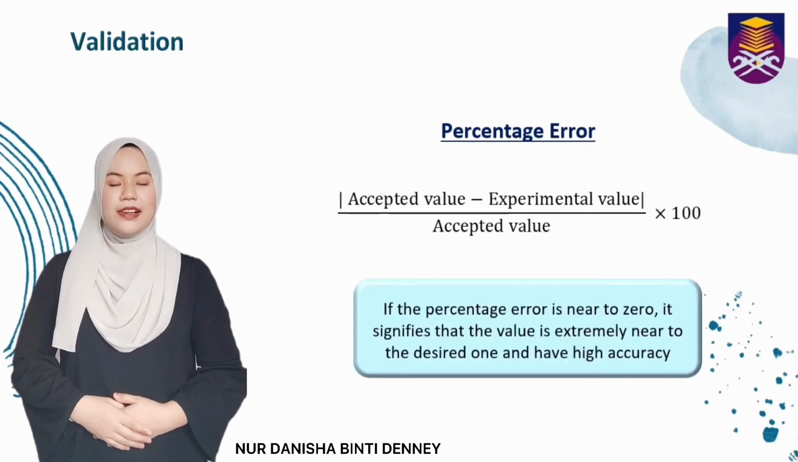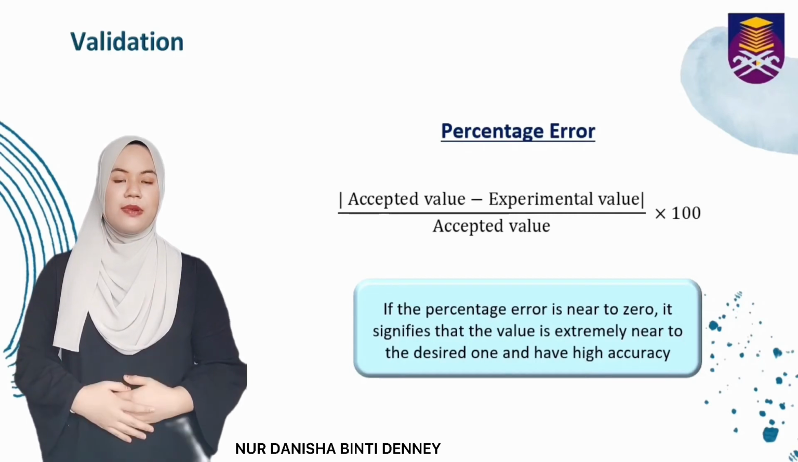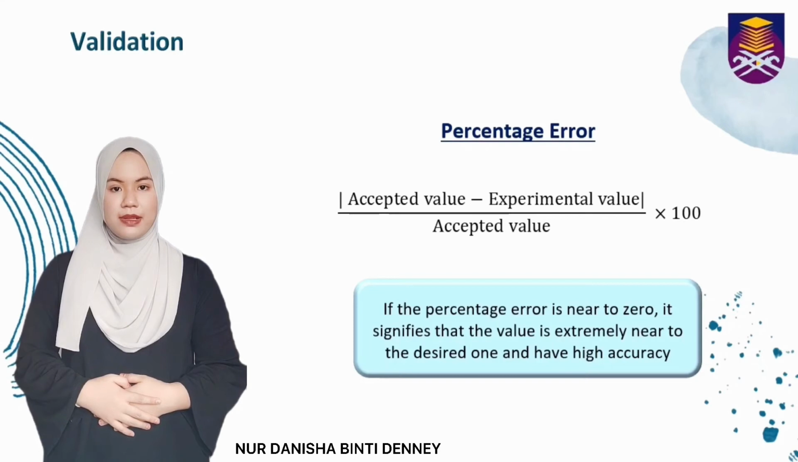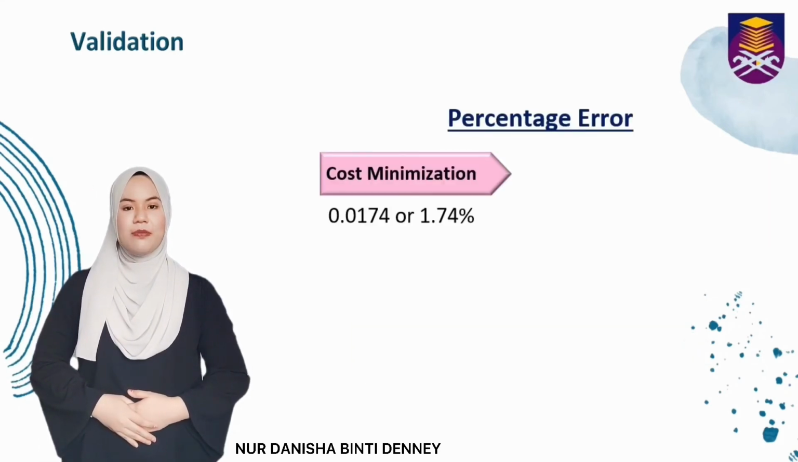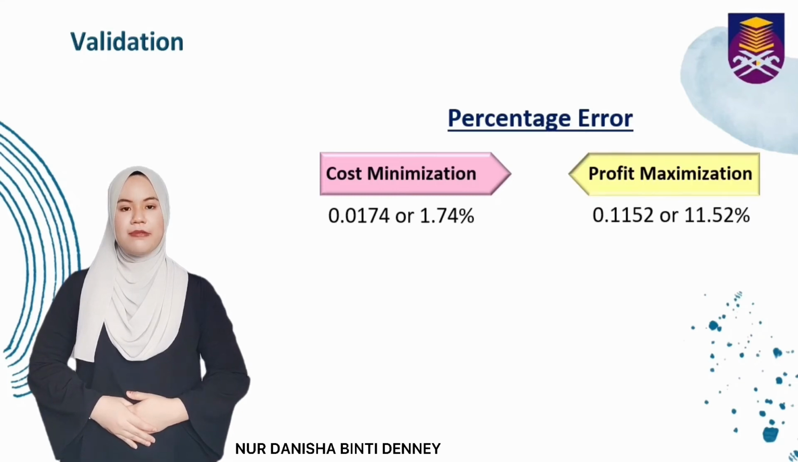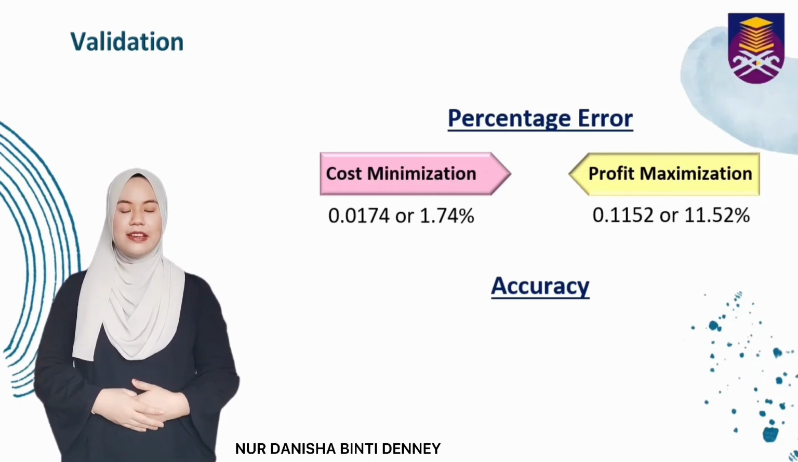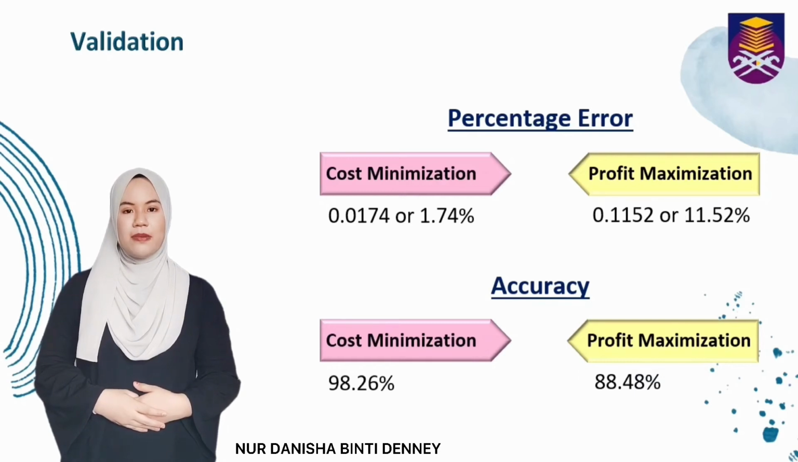If the percentage error is near to zero, it signifies that the value is extremely near to the desired one and has a high accuracy, which means the suggested value is reliable. The percentage error for cost minimization is 0.0174, and for profit maximization, the percentage error is 0.1152. From the percentage error calculation, the accuracy for cost minimization is 98.26%, while for profit maximization it is 88.48%.